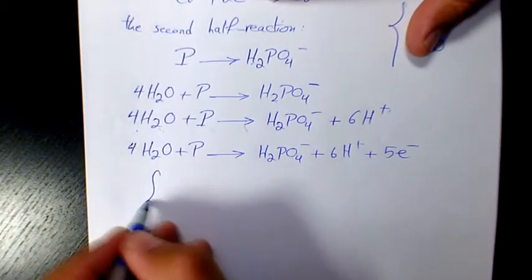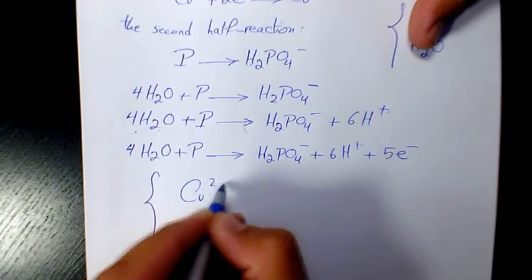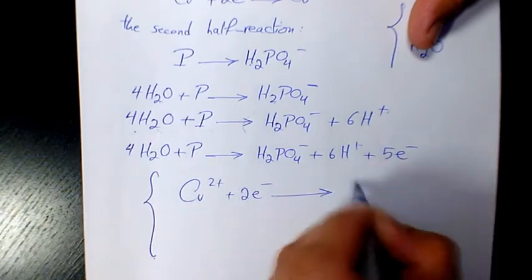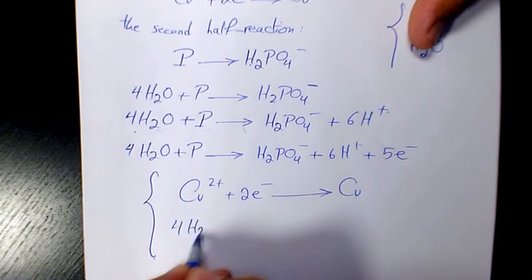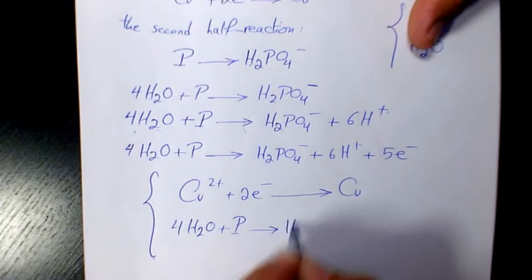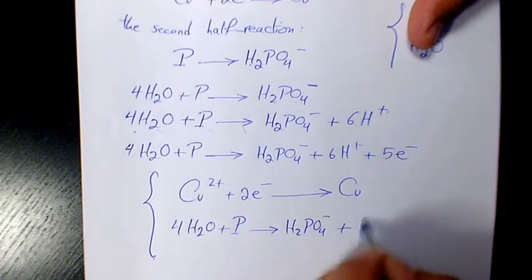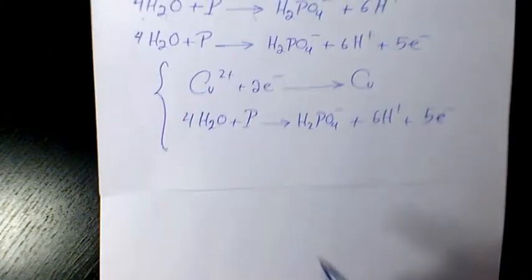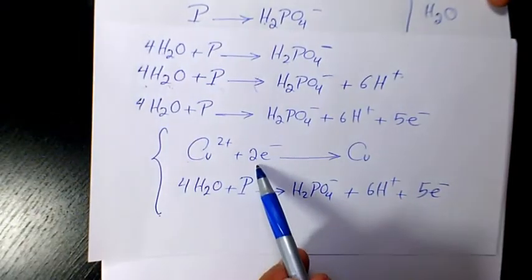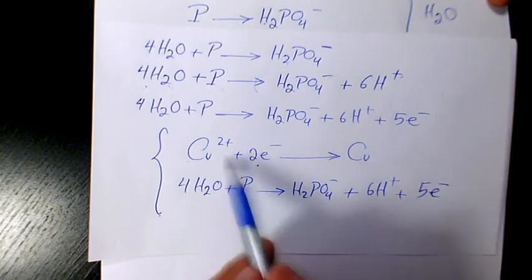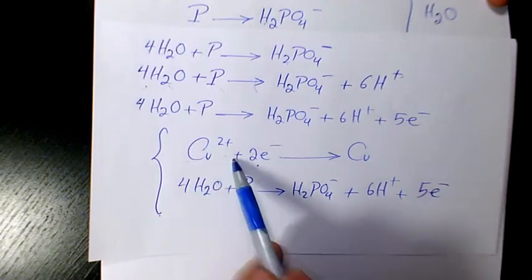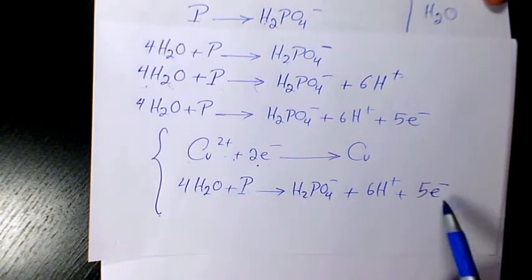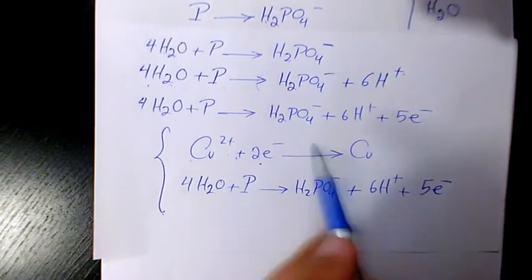Now we can write both half reactions. The first one was Cu2+ plus 2 electrons gives Cu. And here, 4 H2O plus P gives H2PO4- plus 6 H+ plus 5 electrons. So we need to multiply the first reaction by 5 and the second reaction by 2. Why do we need to do that? Because we have 2 electrons here and 5 electrons here. If we multiply the first reaction by 5, we have 10 electrons. If we multiply this second reaction by 2, we're going to have 10 electrons on the product side. So then you can balance them.